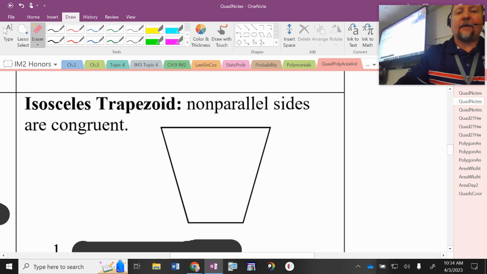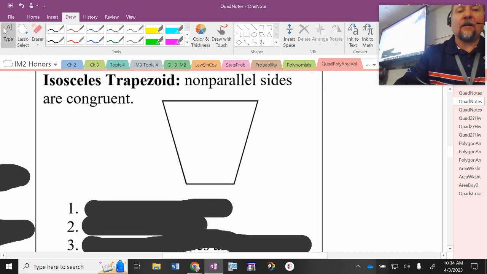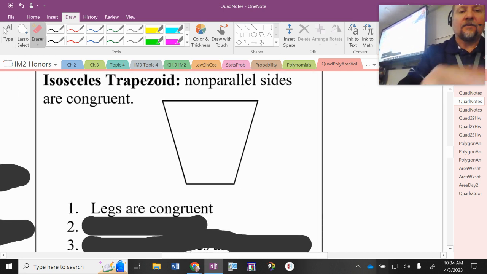Okay, let's get rid of all that. So non-parallel sides are congruent. So the legs are congruent. If I have an isosceles trapezoid, these are parallel, but now these are congruent.